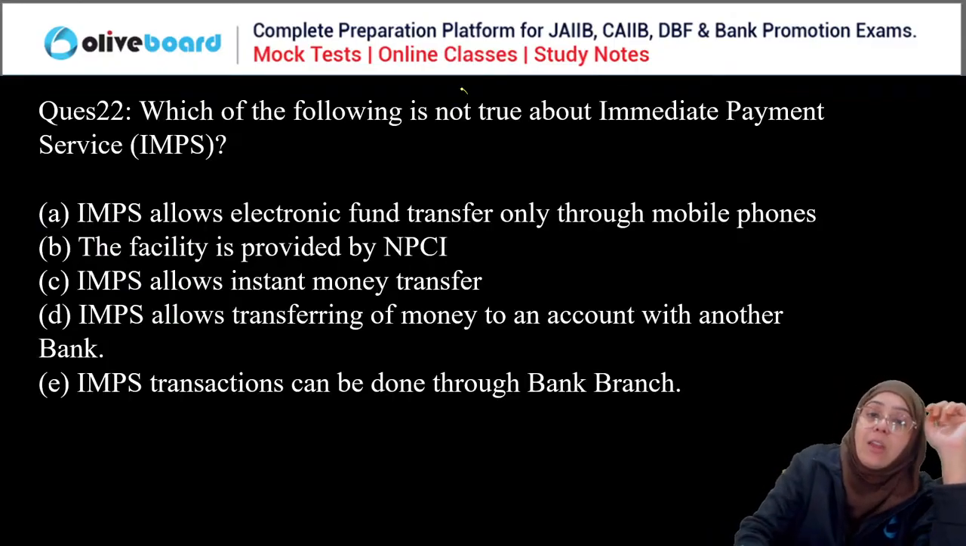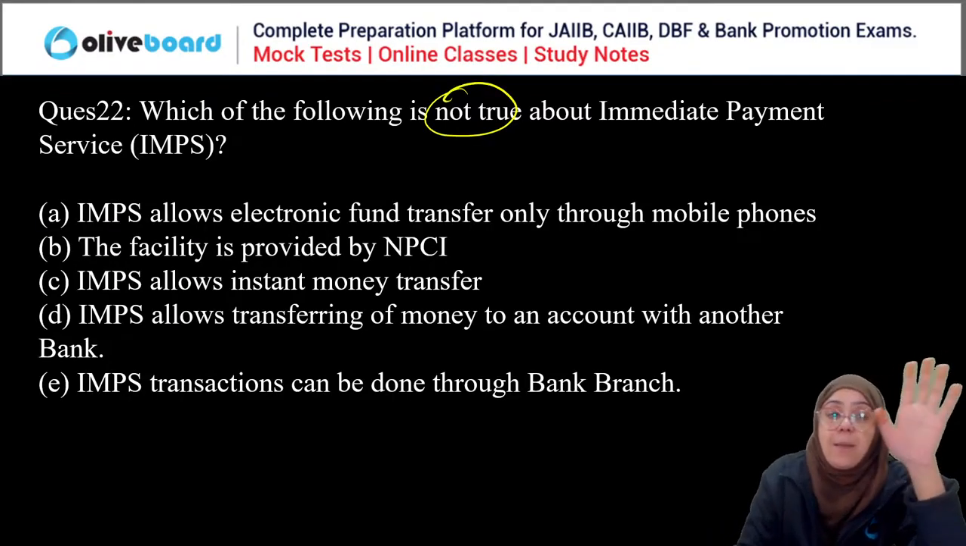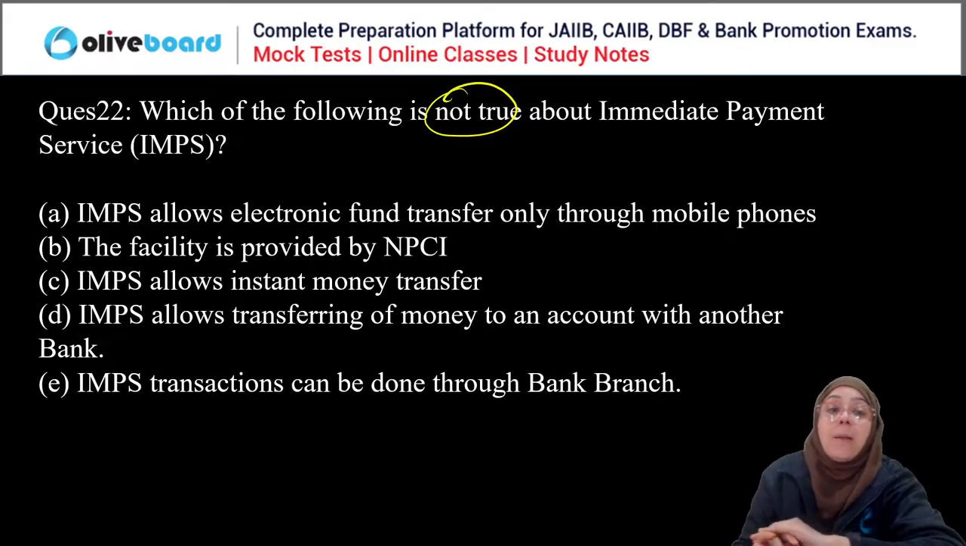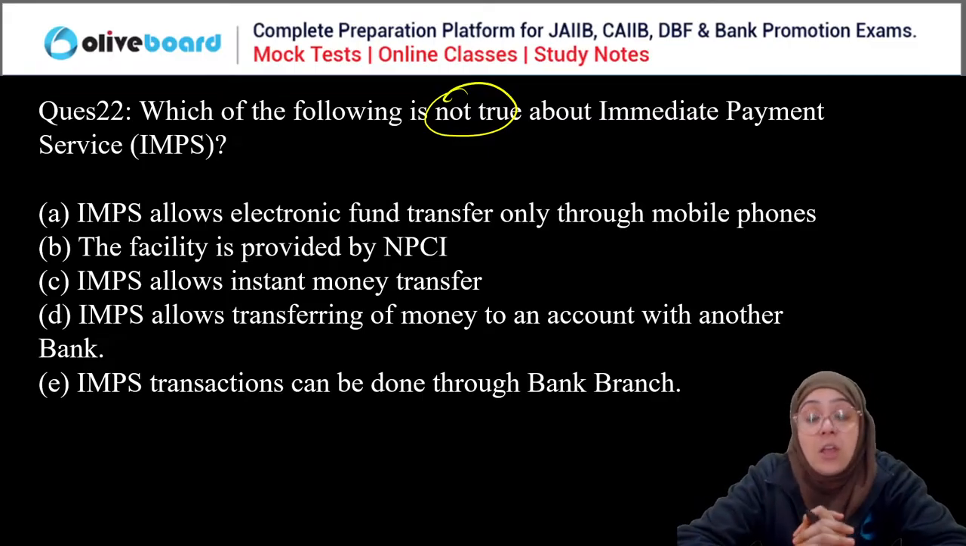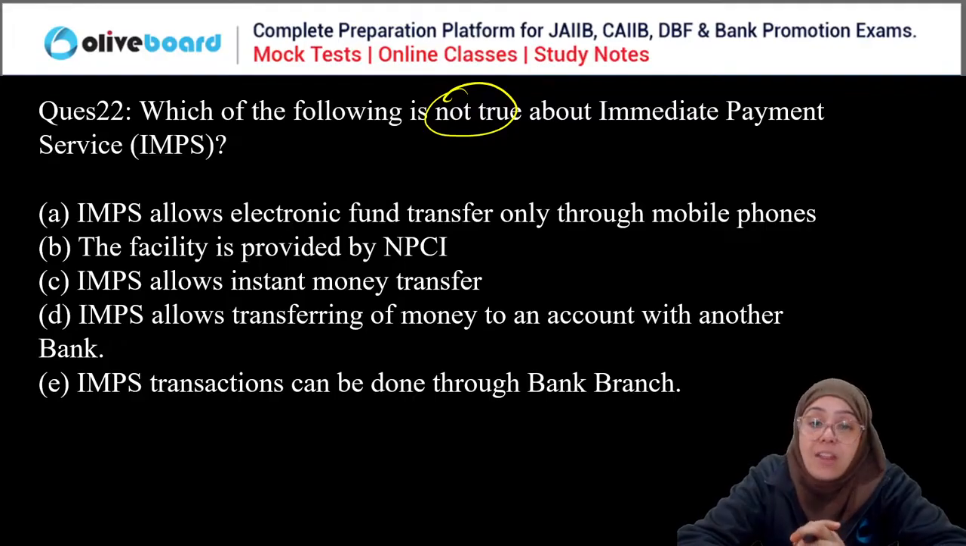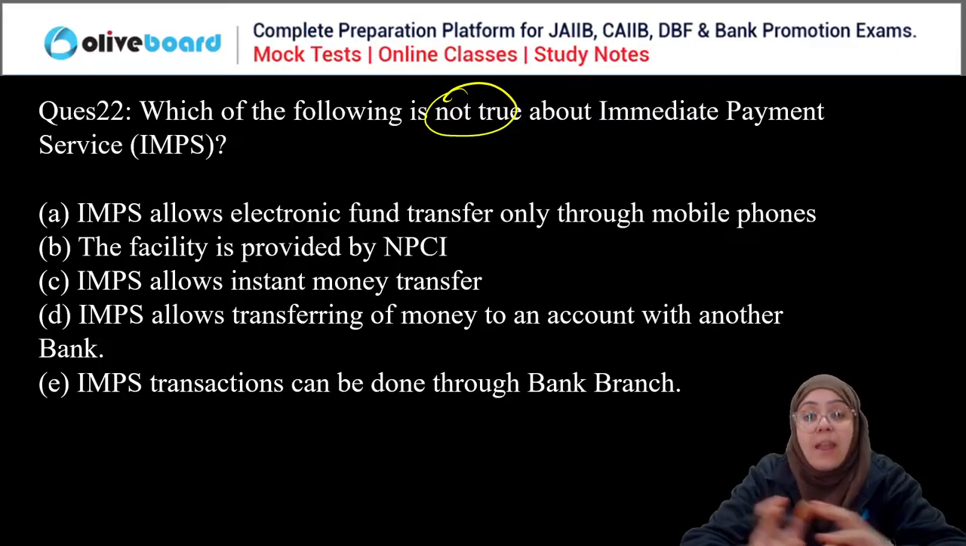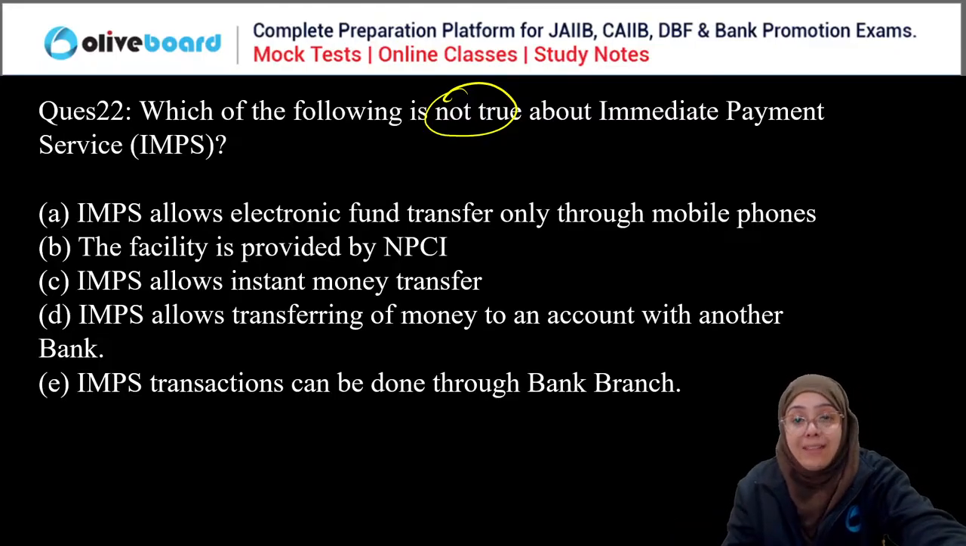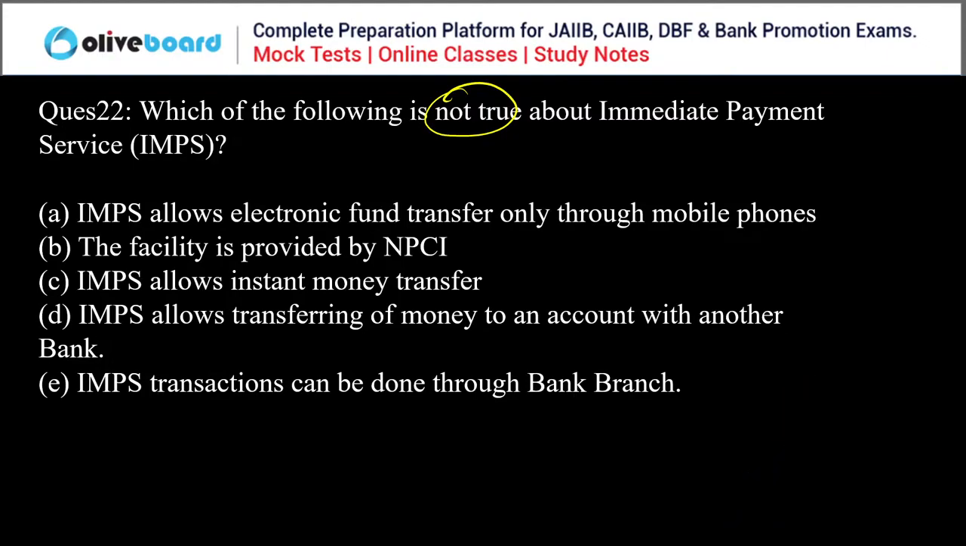Next question. Which of the following is not true, means incorrect, about IMPS, immediate payment services? IMPS allows electronic fund transfer only through mobile phones. The facilities provided by NPCI, IMPS allow instant money transfer. IMPS allows transferring of money to an account with another bank, etc. So you have to choose the incorrect.